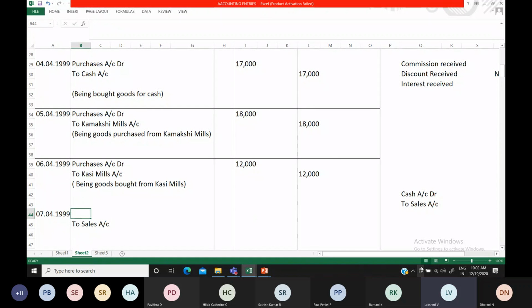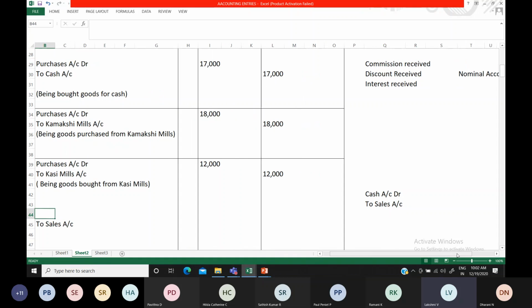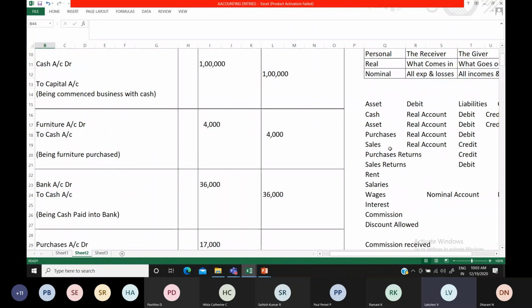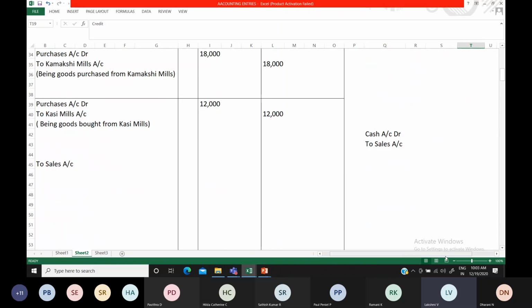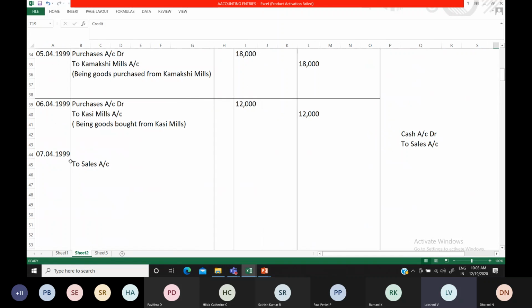Sales account by default, you can remember, I have already given here. See, you have to credit only. Sales account means you have to credit. No doubt should be there in that. So by default, sales account we can credit. Okay, then what account I have to debit now? If it is for cash sales, then cash account I will debit.